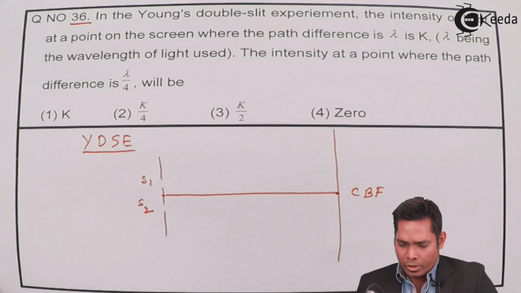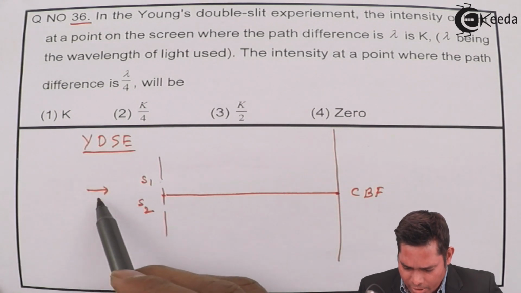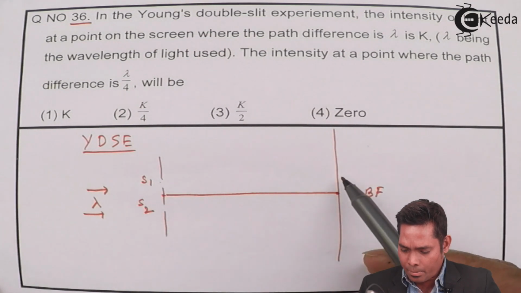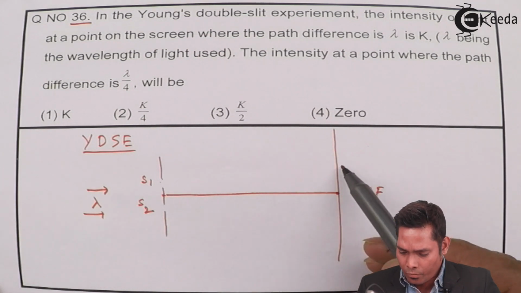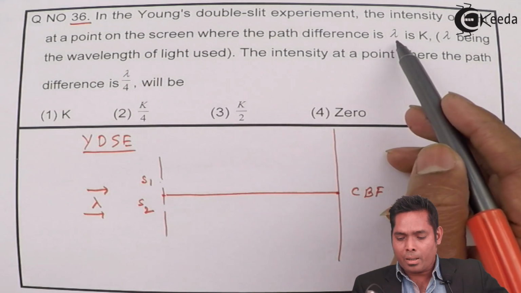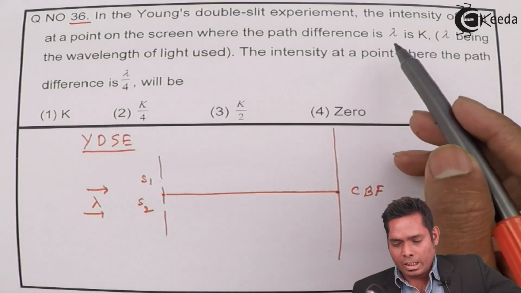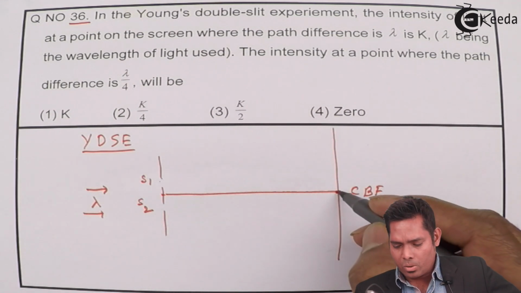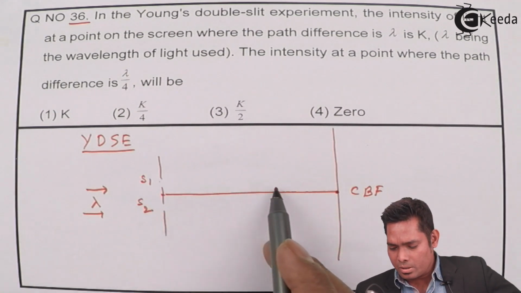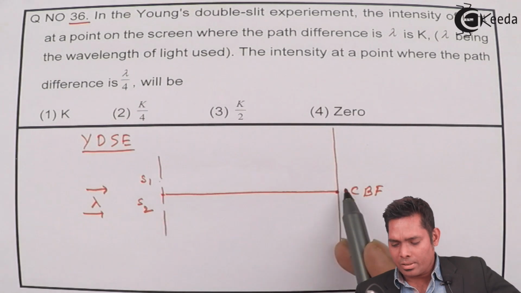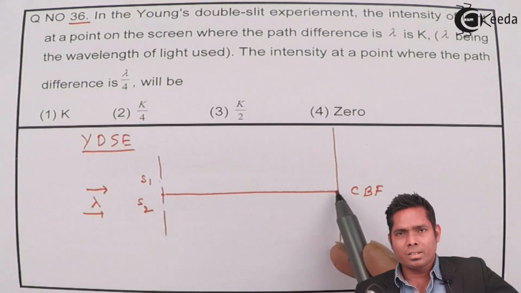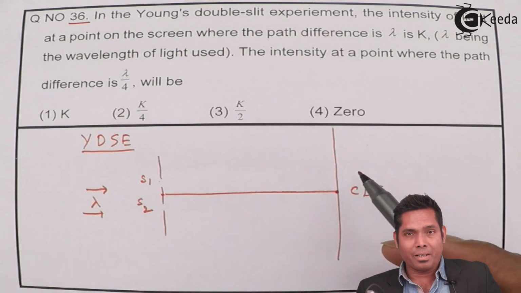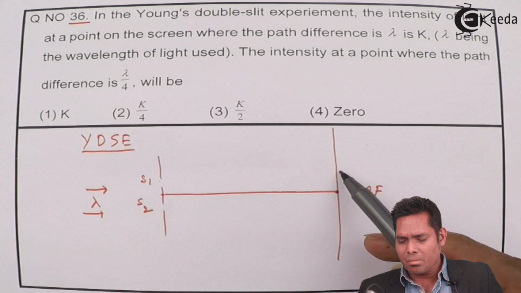Now we are using light of wavelength lambda. It falls on the slits, and at a point where the path difference is lambda, we know that the path difference is 0, lambda or 2 lambda for bright fringes. Here the path difference is 0 because it travels an equal distance, so it is the central bright fringe. When the path difference is lambda, again it is a bright fringe, the first bright fringe, so it has the same intensity as here.